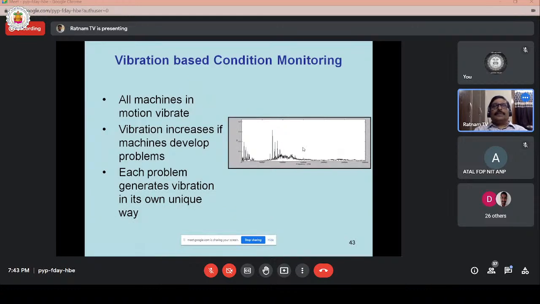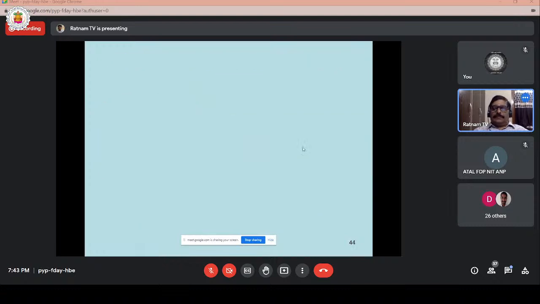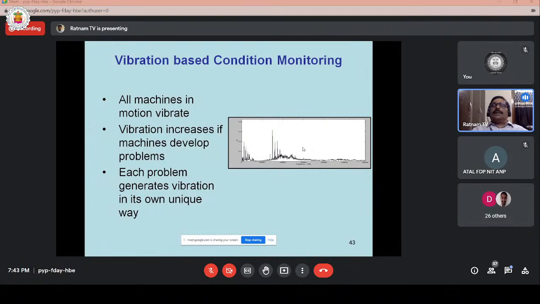All machinery will vibrate, and each vibrating machine will produce a unique set of vibration components like this. The vibration of a component will increase if there is any impending failure occurring in the machine. This philosophy is used in identifying machinery faults.